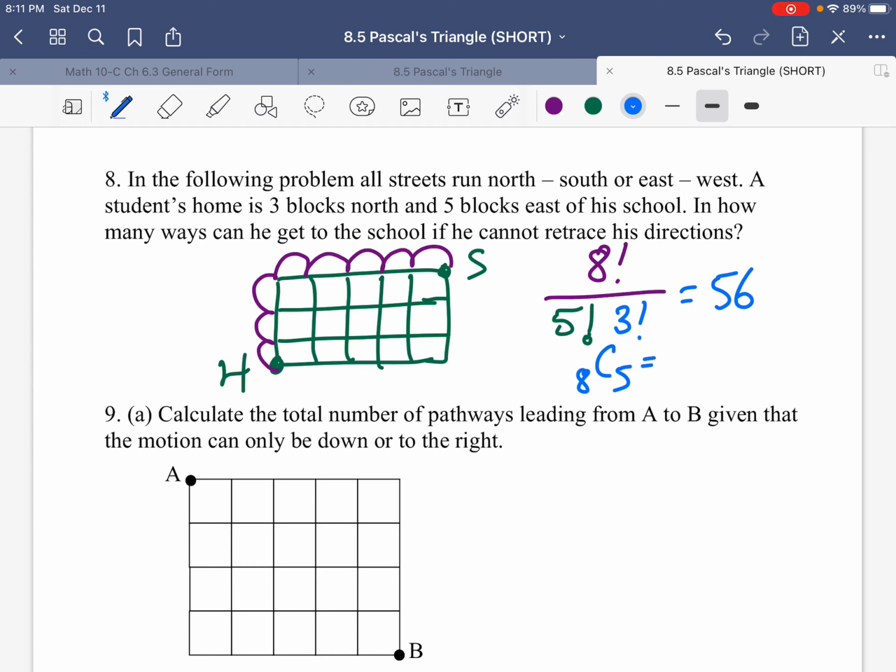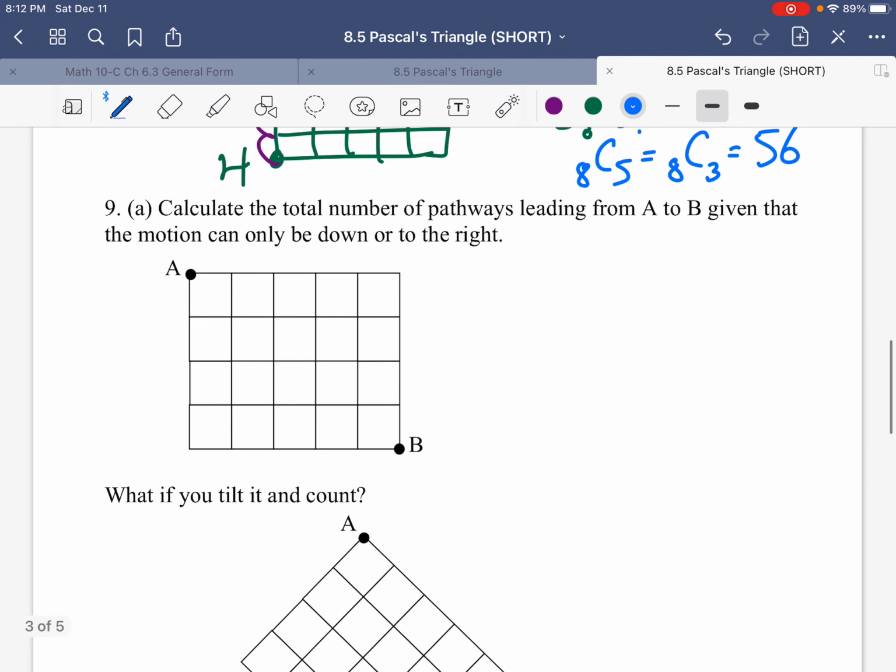Now notice that's 8C5, you have 8, you're choosing 5, so you're going 5 east, or 8C3, that's still 56. You're choosing 3, you're not choosing 5.